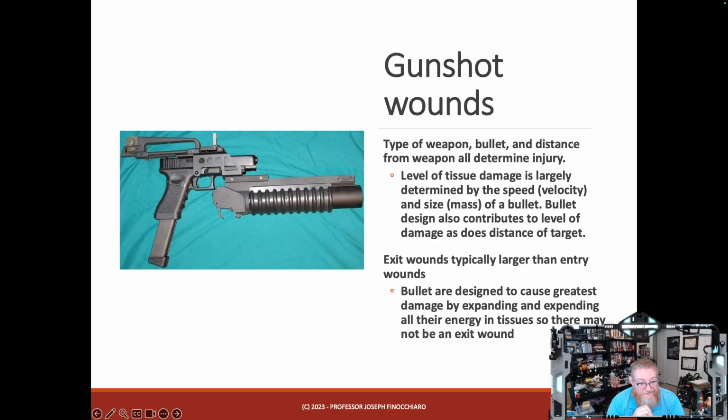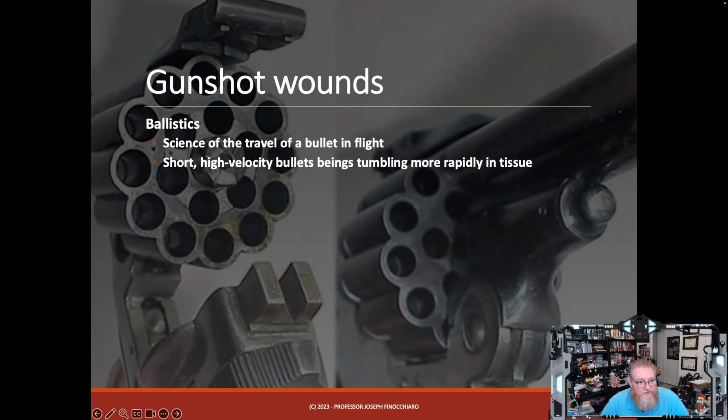Exit wounds are typically larger than entry wounds. Bullets are designed to cause greatest damage by expanding and expending all their energy in tissues, so there may not be an exit wound. The bullet may remain inside the body. Ballistics is the science of the travel of a bullet in flight. Short, high-velocity bullets tumble more rapidly in tissue.